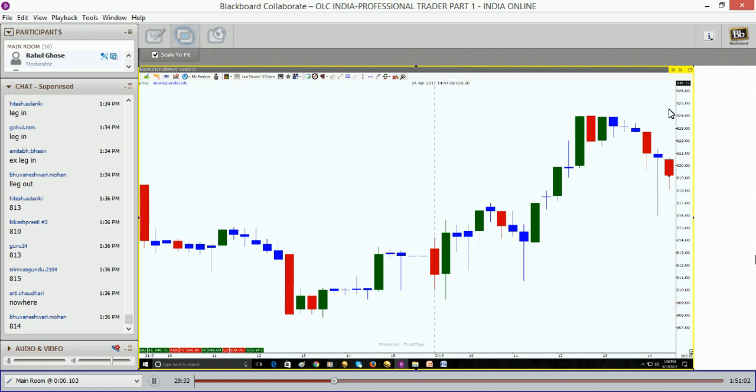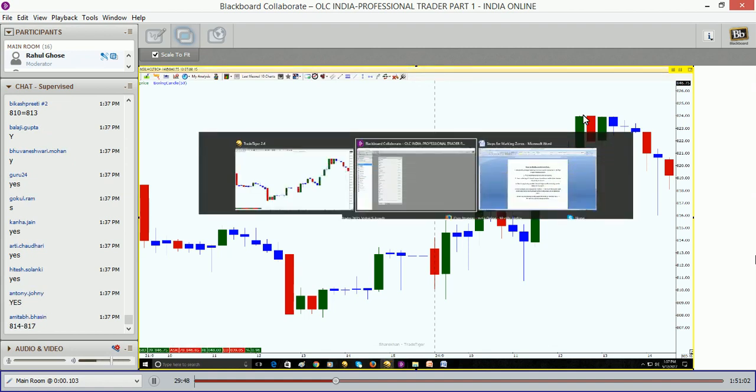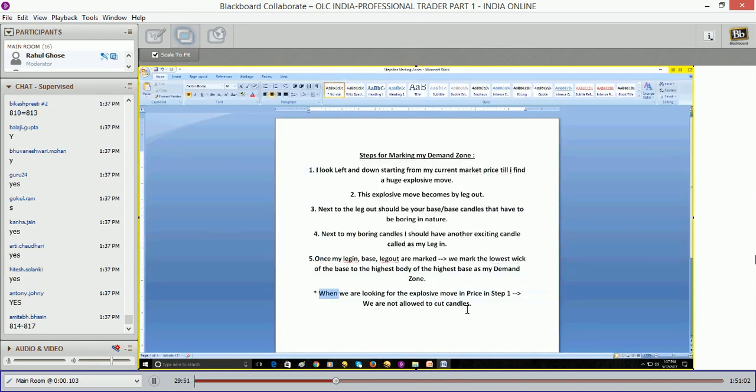815, 810. Would you all agree there is a big explosive move over here? Now this explosive move, what is the caveat I had put while marking my zones? The caveat is that when we are looking for the explosive move in step 1, we are not allowed to cut candles. I repeat, we are not allowed to cut candles.